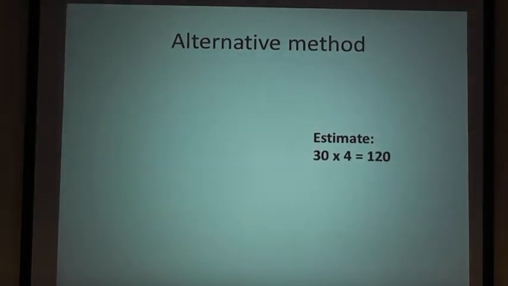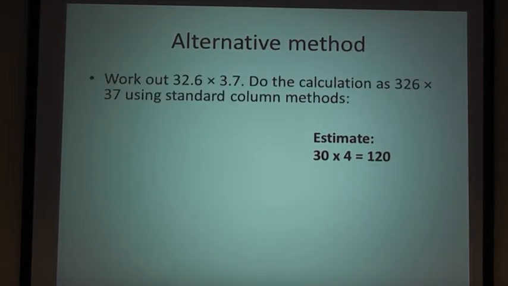So, alternative method. Sorry, this is a question: 32.6 times 3.7. You've got to work that out. So with 32.6, do the calculation as 326 times 37 using the standard column methods. Your estimation, which you mustn't forget, is that 32.6 is near 30, and 3.7 is near 4. Your answer should be around the 120-ish mark.